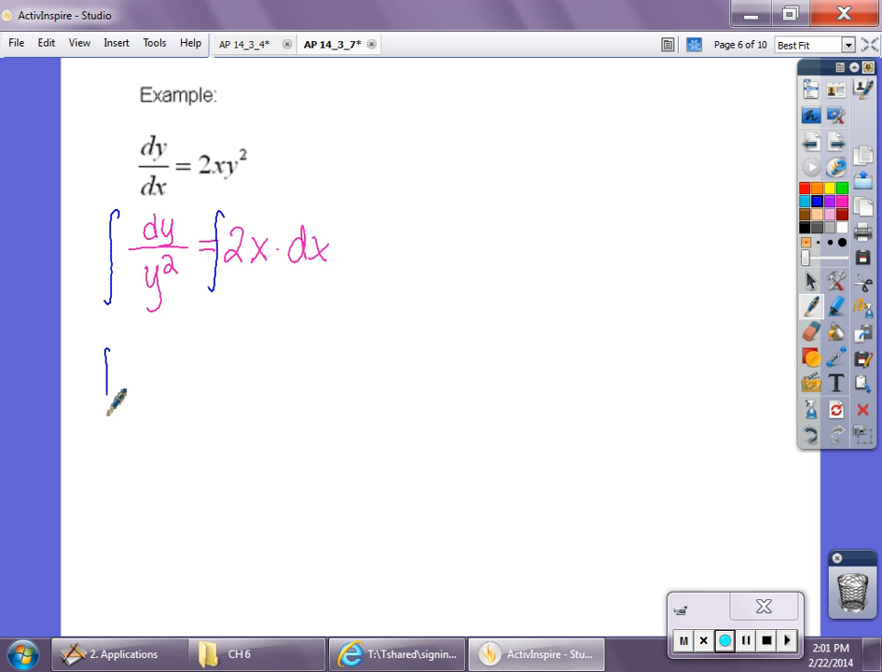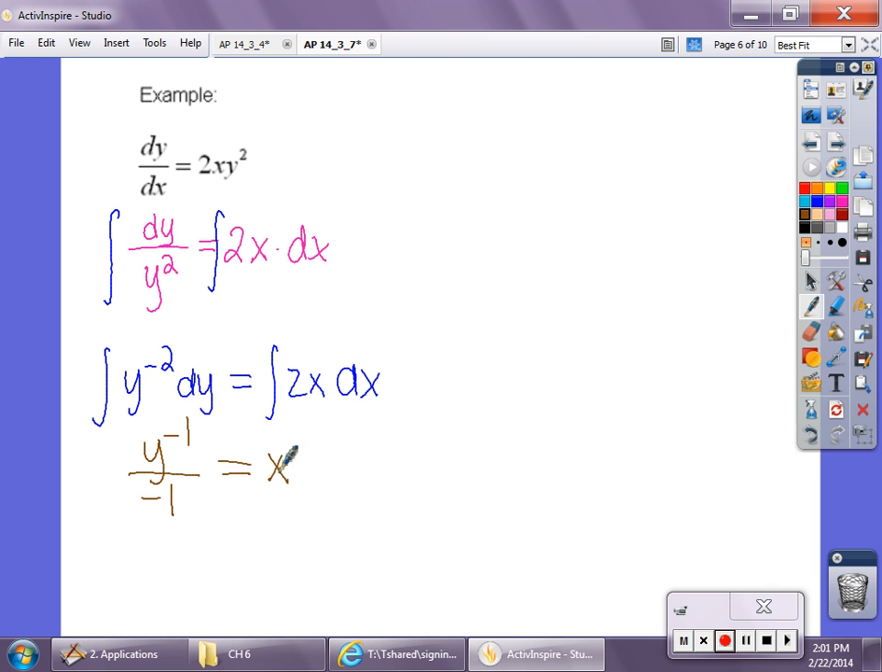So I'm going to rewrite this one as y to the negative 2 power. And now we see that y to the negative 2 power, you're just going to treat it like a normal function, like if it was x to the negative 2 power. So for y to the negative 2 power, I'm going to add 1 to the power, negative 1, and divide by it. So I actually end up with y to the negative 1 divided by negative 1 equals x squared, and then your plus c.